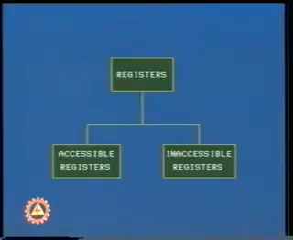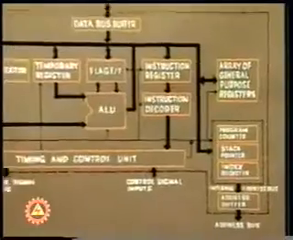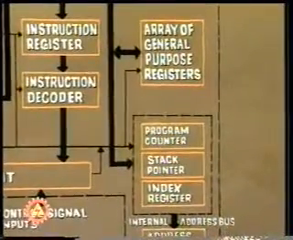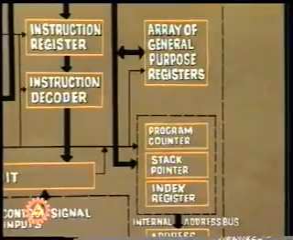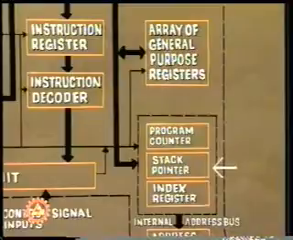The line diagram shows the classification of the registers. Primarily, the two major types are the accessible registers, which the programmer can access, and the inaccessible registers, which are non-accessible to the programmers. The accessible registers, in turn, can be grouped into general purpose registers and special purpose registers.